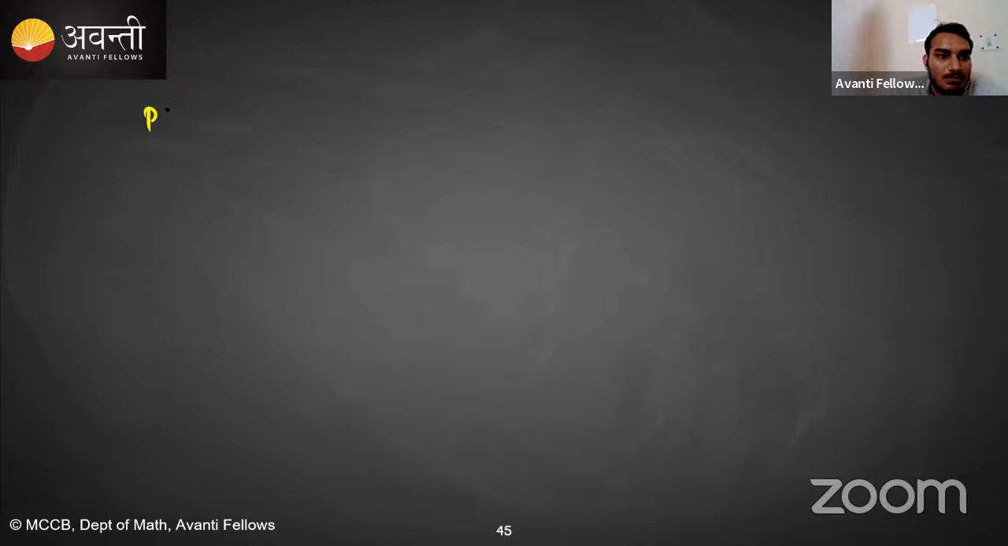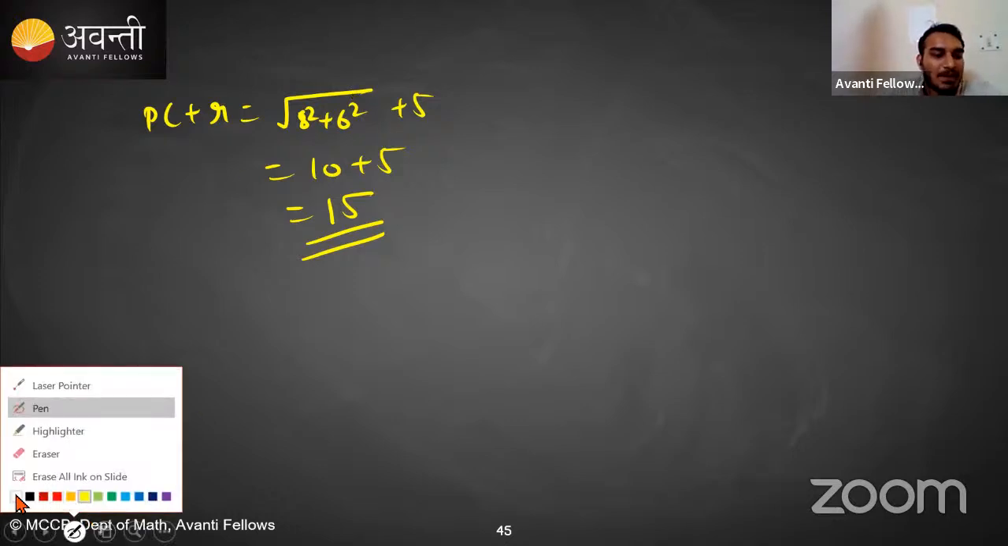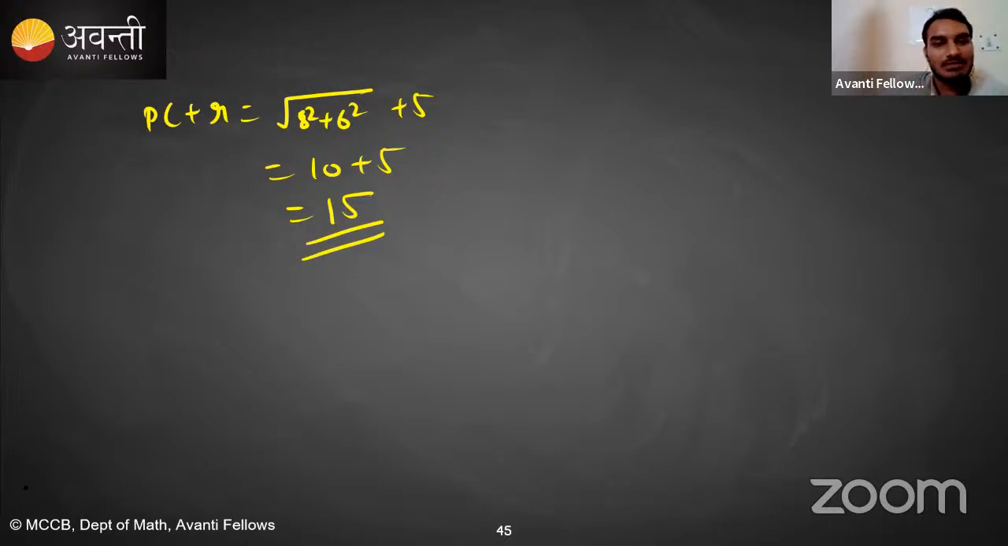So PC plus R, which is nothing but under root of 8 square plus 6 square plus 5, which is nothing but 10 plus 5, which is 15. So the greatest distance is 15. Is this clear, everyone? So now, just for the practice, that is the maximum distance. Okay, it is very clear.